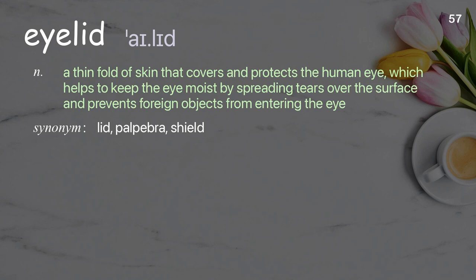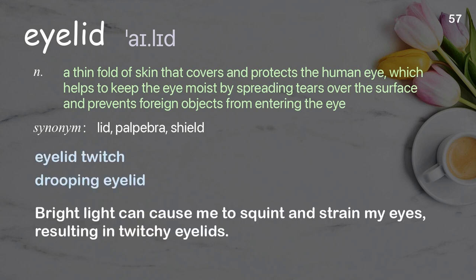Eyelid. A thin fold of skin that covers and protects the human eye, which helps to keep the eye moist by spreading tears over the surface and prevents foreign objects from entering the eye. Examples: eyelid twitch. Drooping eyelid. Bright light can cause me to squint and strain my eyes, resulting in twitchy eyelids.